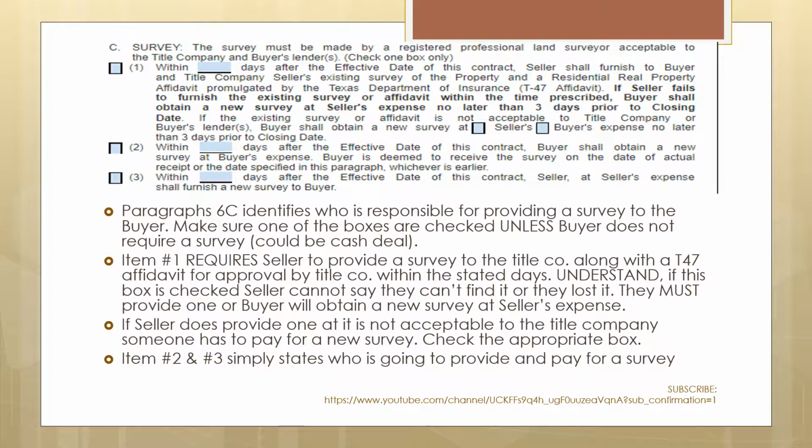Typically, it would probably be a buyer's expense. The seller has done relatively good justice by putting forth a survey and a T47. He could have done that based on what he knew at the time. But everything's negotiable. Either seller or buyer would pay for a new one. Items 2 and 3 simply state who is going to provide and pay for a survey. Okay, either the buyer is going to buy one or the seller is going to buy one.